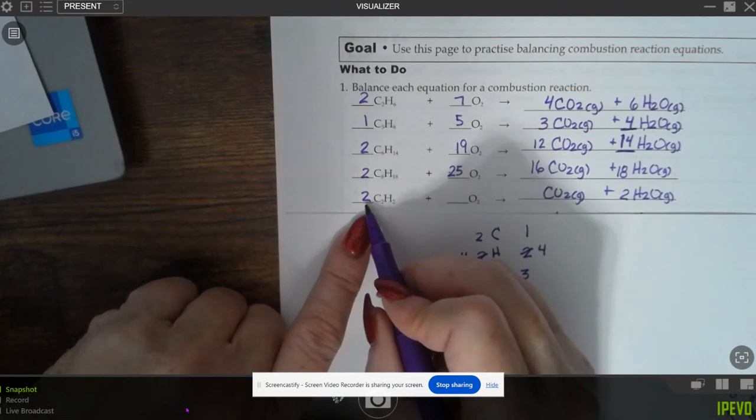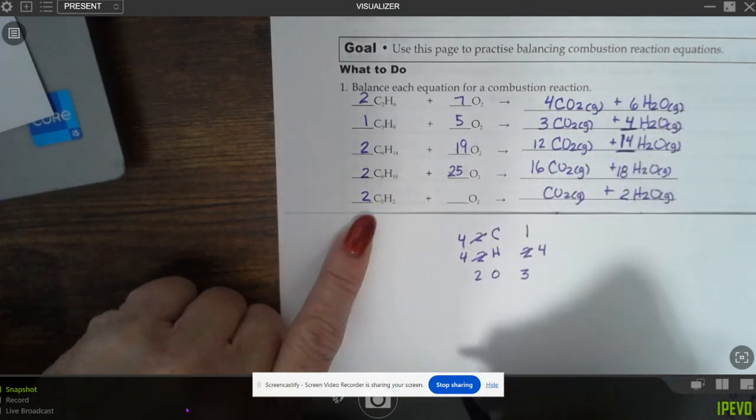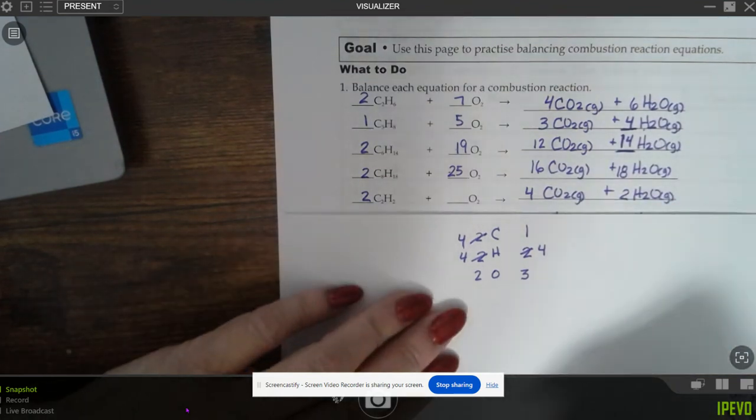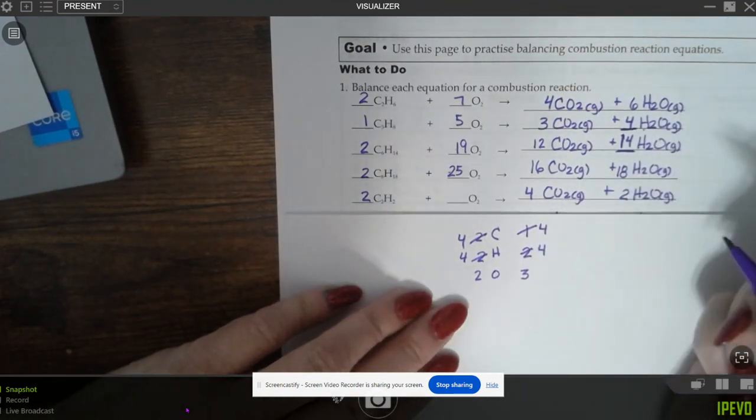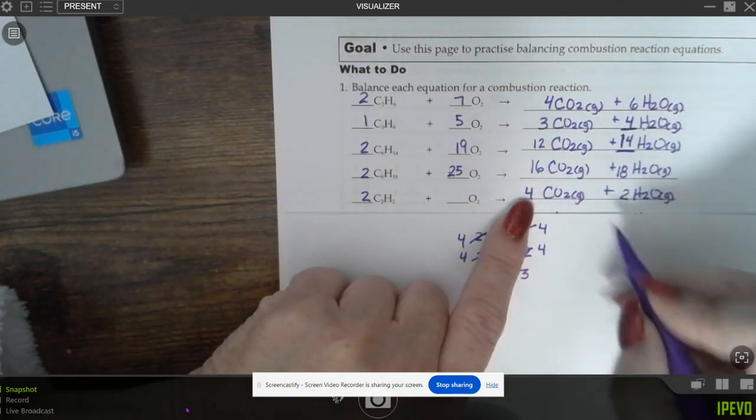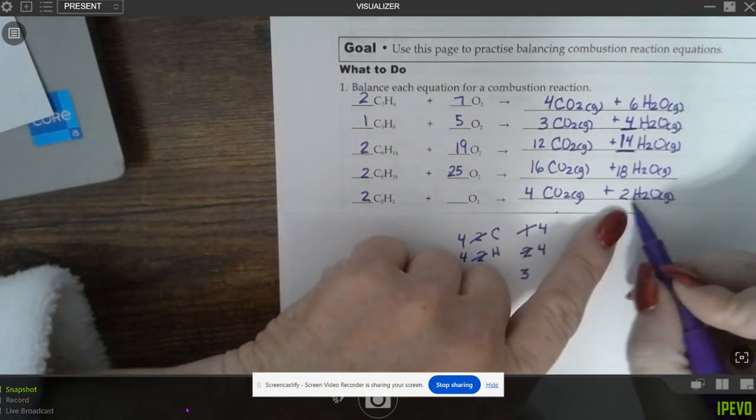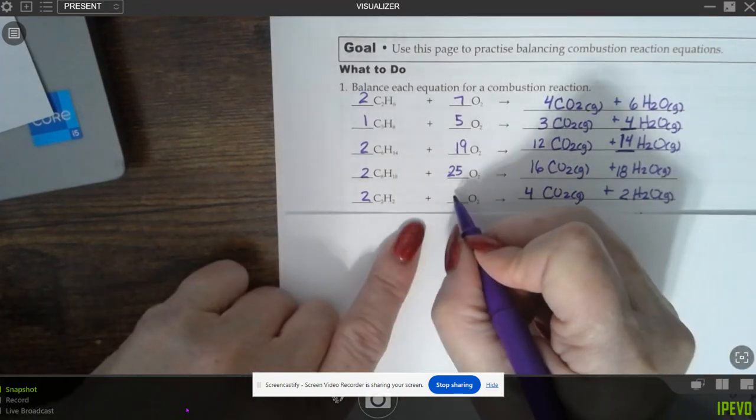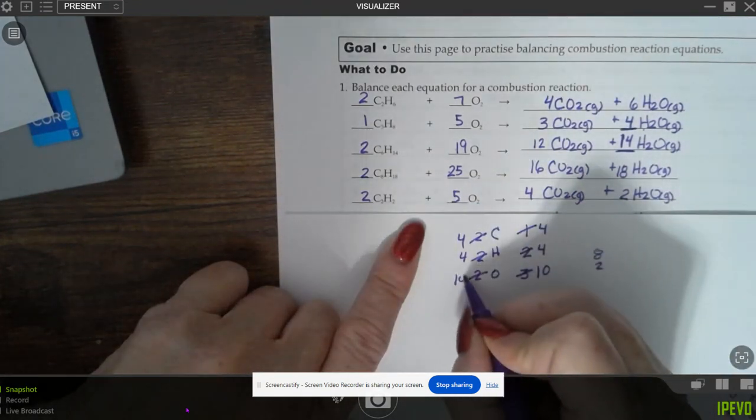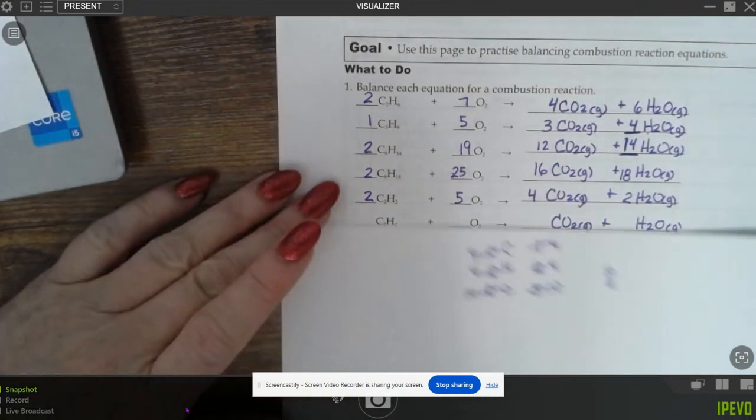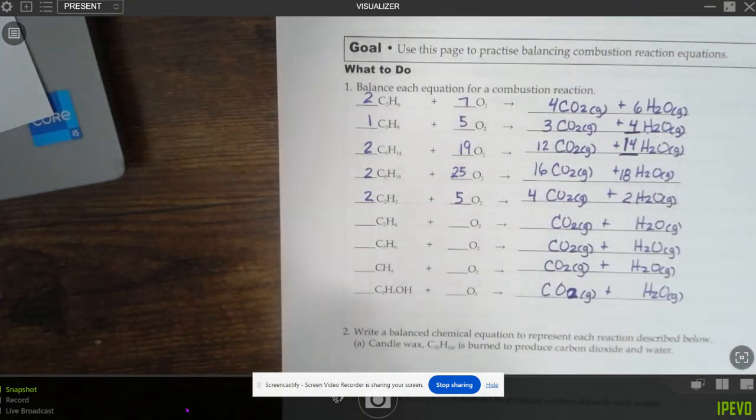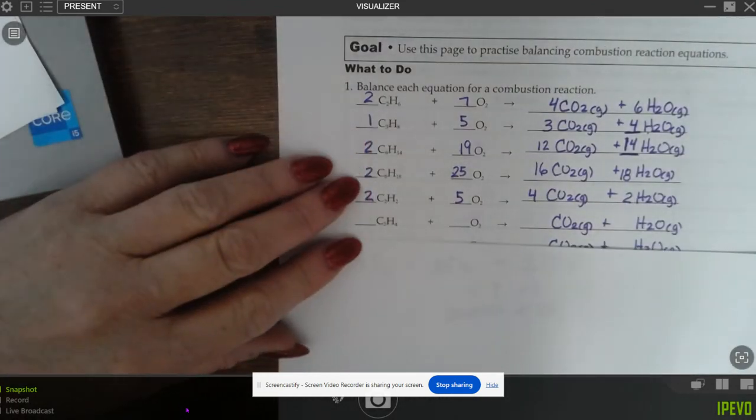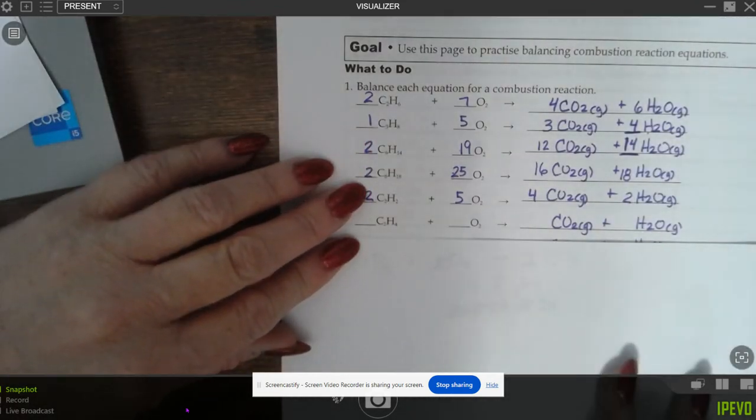And then carbon, 2 times 2 is 4. So that means I need a 4 in front of the CO2, which gives me 4 carbons. Then I have 4 times 2 is 8 oxygen, plus 2 oxygen is 10, which means I need a 5 there. Okay, so some of these aren't terrible. Some of them are. Well, they're not terrible. You just end up with big numbers.